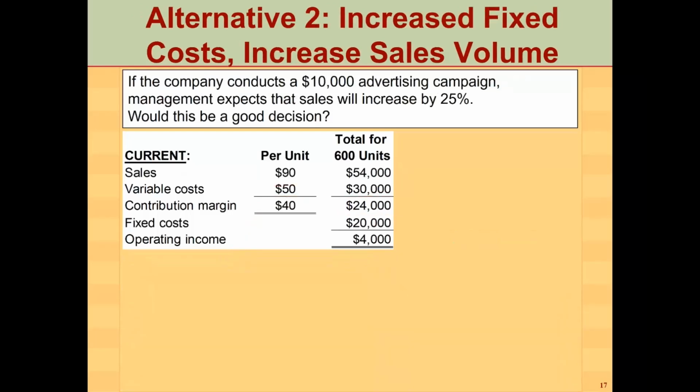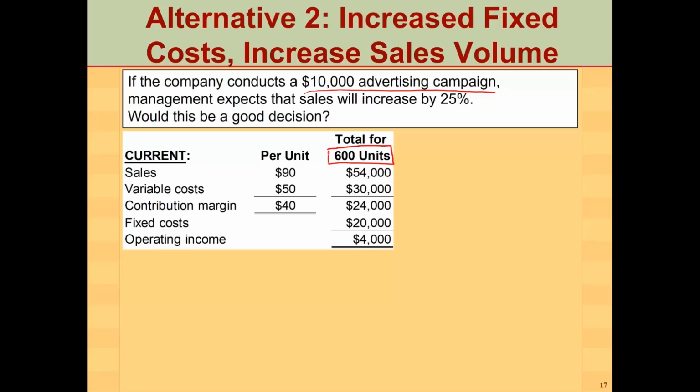Let's look at another one. What if I increase fixed cost and as a result increase my sales volume? One way that I could do that is a $10,000 advertising campaign. I'm going to take out ads online or on the radio. I'm going to spend $10,000 on that. And as a result, my sales units are going to go up by 25%.